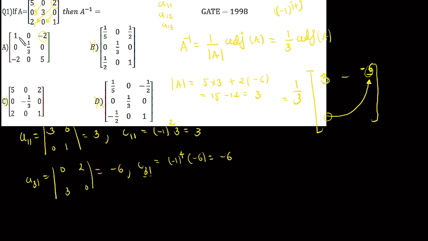So option A has these two values correct, and in the same way, option A is the correct inverse for this 3 cross 3 matrix. You can also check the remaining entries. They are still the same as given in option A. So option A is the right one.